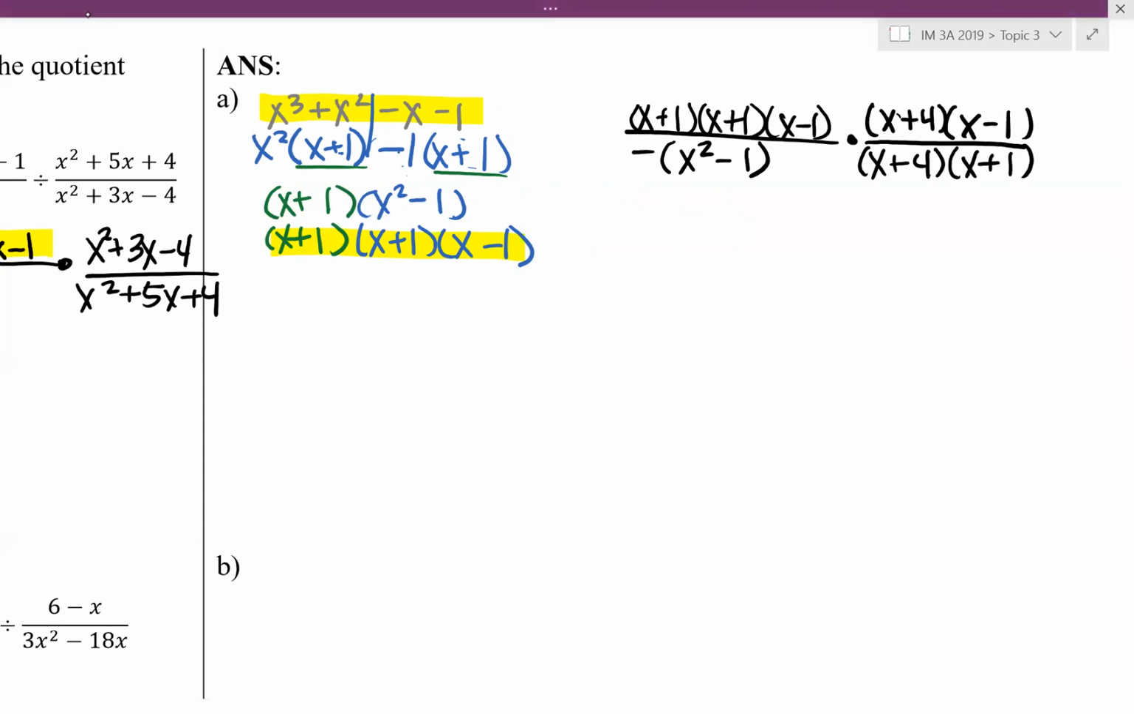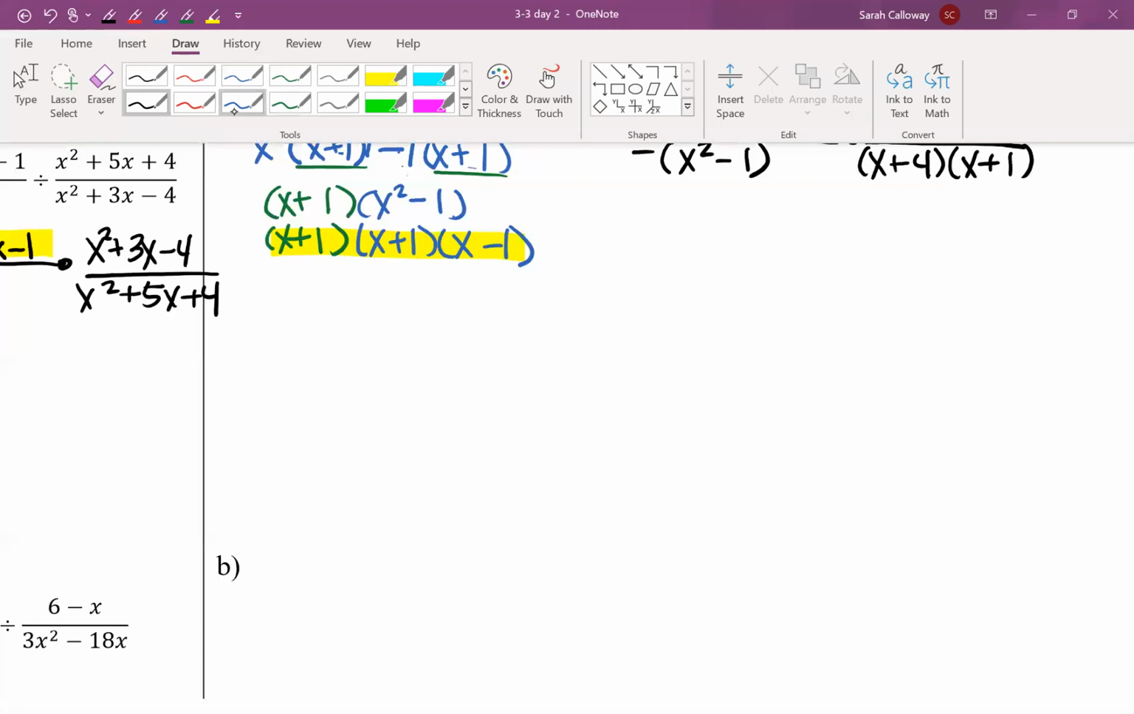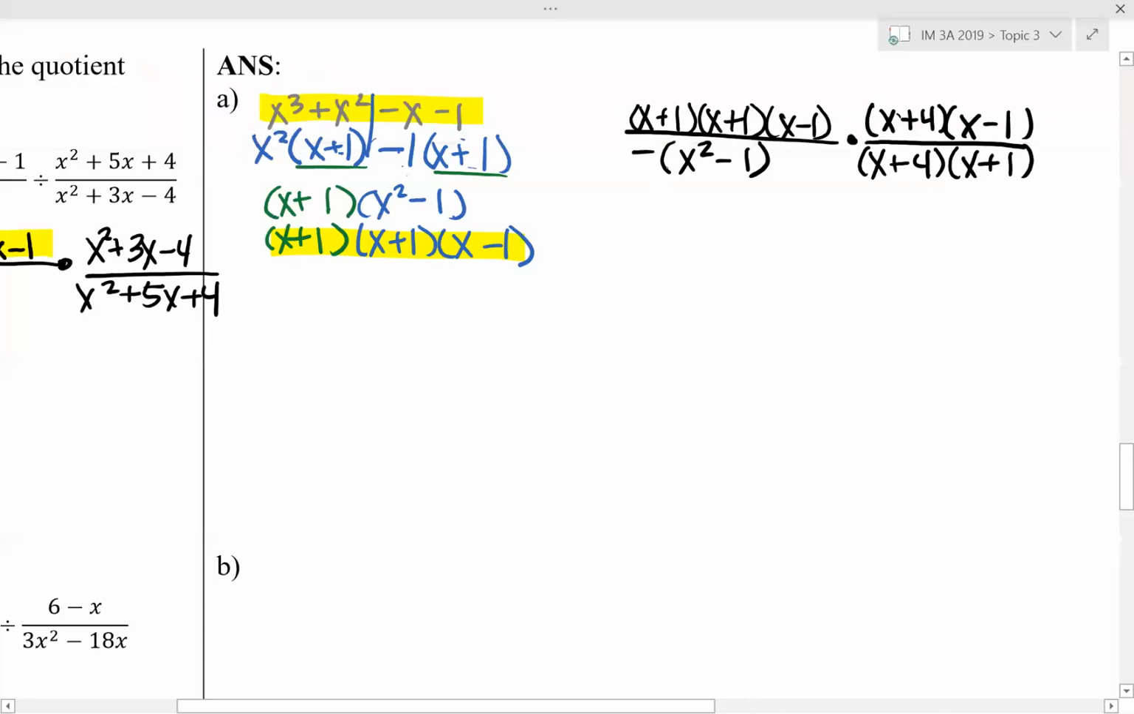So looking at this, we can further factor our negative x squared minus 1. I'm just going to do that underneath so that I don't have to rewrite this again. So x squared minus 1, I know, is a difference of 2 squares. So that's going to be x plus 1 times x minus 1. Just to save some space, I've refactored that underneath itself.